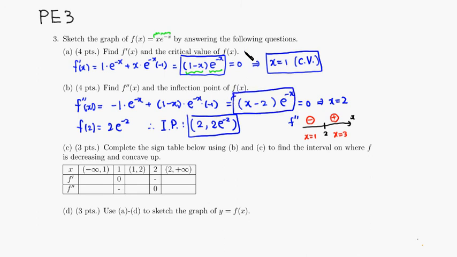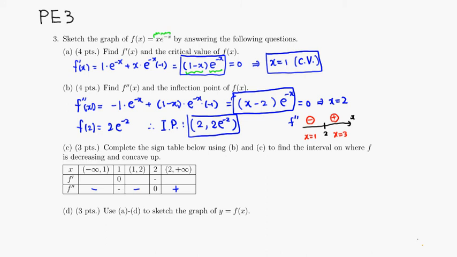So based on part A and part B, let's complete the sign chart. We did it for the second derivative. Less than 2, it's going to be negative, so we put the negative sign here and a negative sign there. And after 2, you're going to have a positive sign for the second derivative. How about the first one?